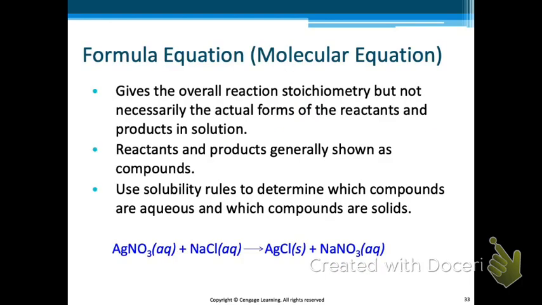So you're going to have to be able to identify which ones are and which ones aren't soluble. Now we're going to look at how we write these equations out, knowing which ones are soluble and which aren't. What we've written so far is called the formula equation. It gives the overall reaction stoichiometry, but doesn't give very much specifics about the individual ions. We usually show our reactants and products as full compounds, regardless of whether they're dissolved or not.